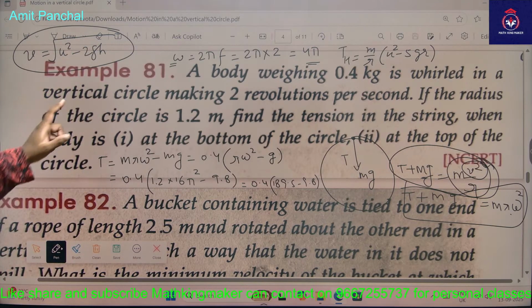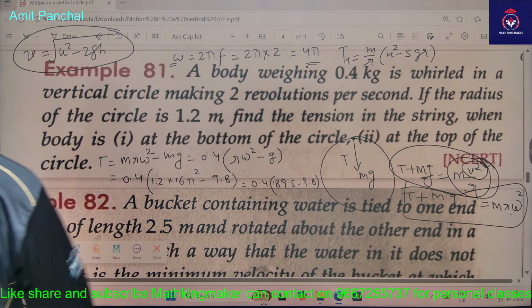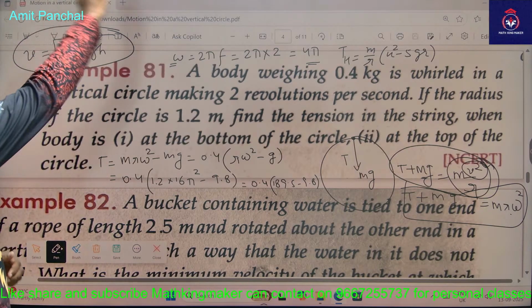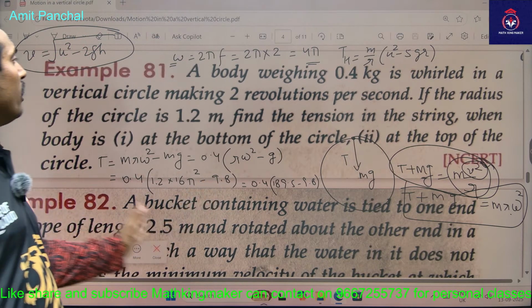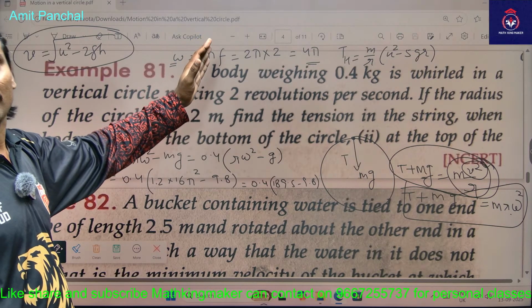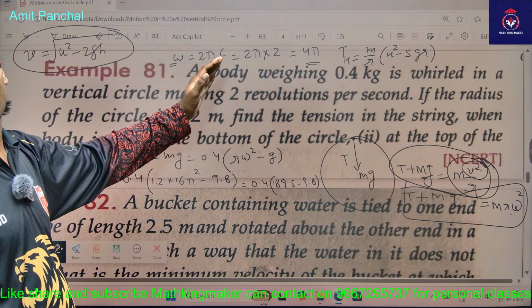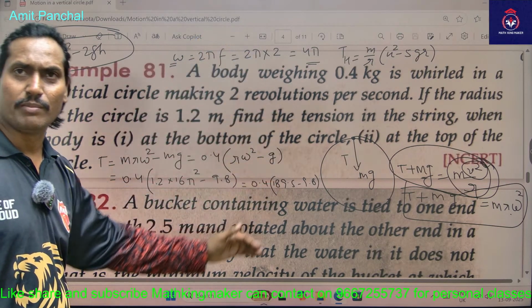It is starting its motion with u. But as your height changes, your velocity will be changing. As it goes up, velocity will be lesser. As it goes down, velocity will be higher.